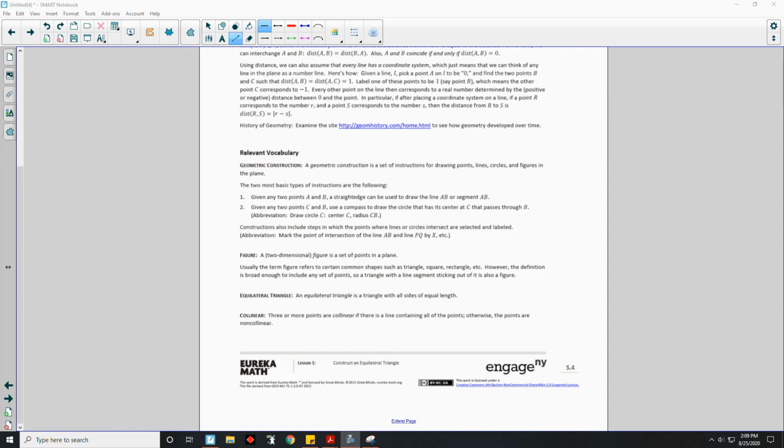Abbreviation: draw circle C, center C, radius CB. Constructions also include steps in which the points where lines or circles intersect are selected and labeled. Abbreviation: mark the point of intersection of the line AB and the line PQ by X, etc. Okay, so I'm going to do this rather than just say it.